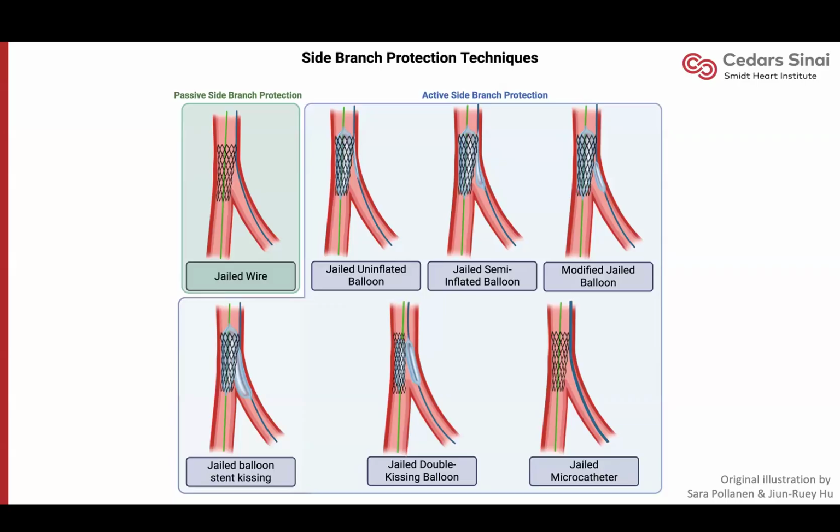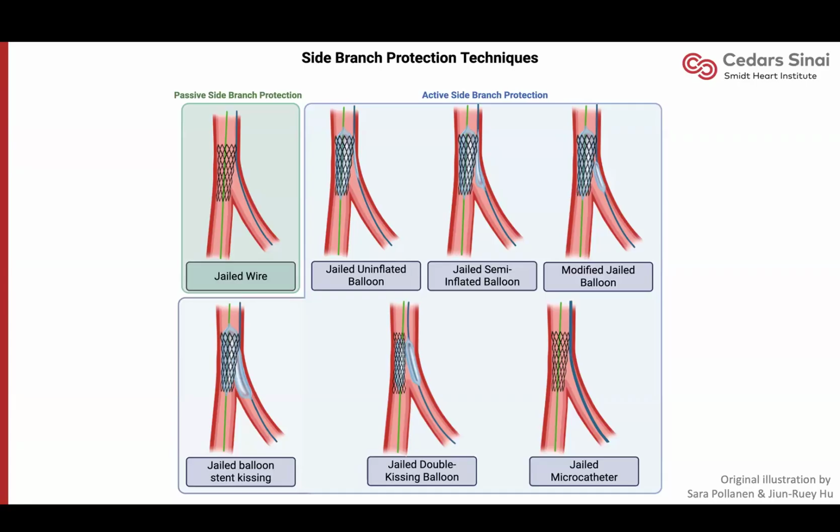In the jailed double kissing balloon technique outside the stent, the side branch balloon is used for two inflations. During the first kissing inflation, the side branch balloon is inflated at 6 to 10 atmospheres, and the main vessel stent is inflated at nominal pressure, for 10 to 15 seconds. During the second kissing inflation, a non-compliant balloon is applied to the bifurcation core and inflated simultaneously with the side branch balloon to optimize stent apposition, after which the side branch balloon is removed.